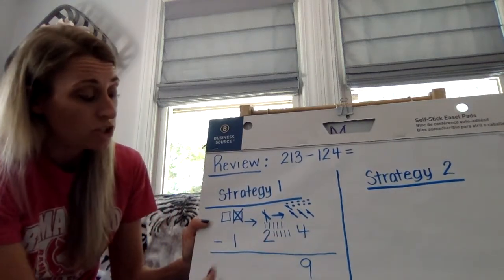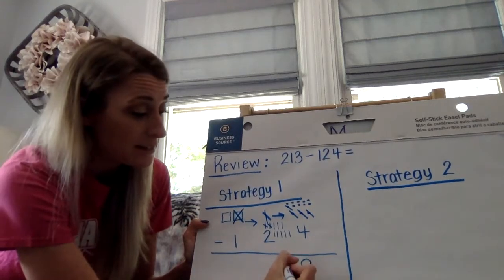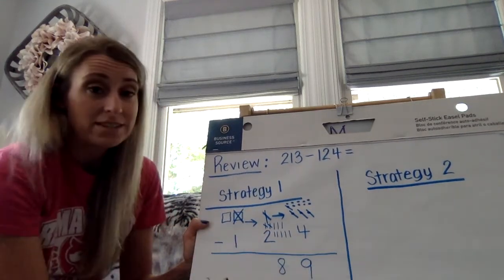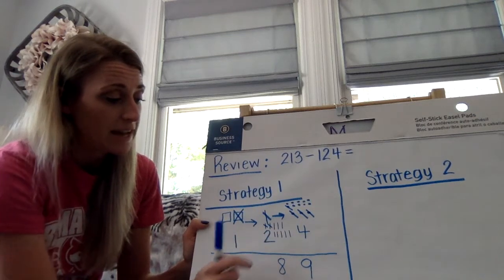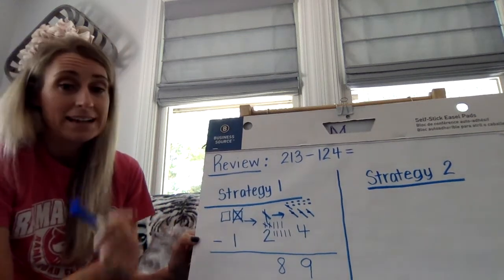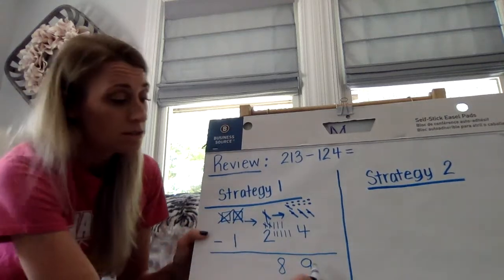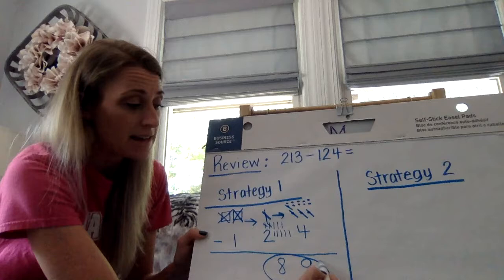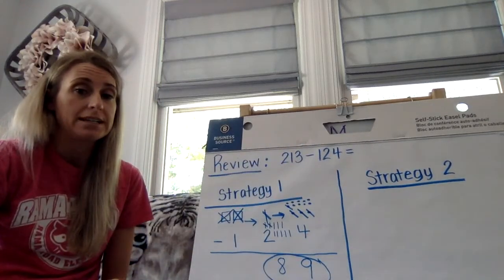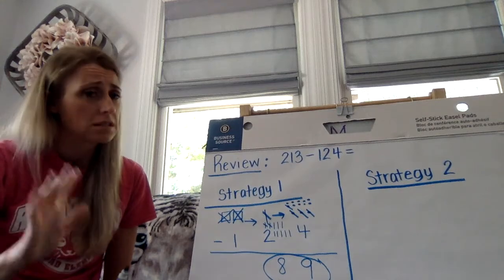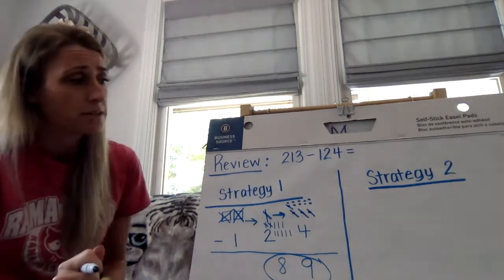Now I can take 2 away. And I know taking 2 away from 10 would be 8, but you can always count to make sure. 1, 2, 3, 4, 5, 6, 7, 8. Now I can take away my 100. So our answer is 89 is the difference between 124 and 213. But I want to check my work because it is the morning and I might have made a mistake. So I'm going to check my work.